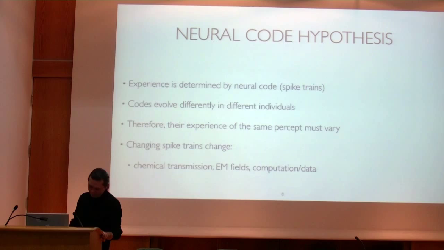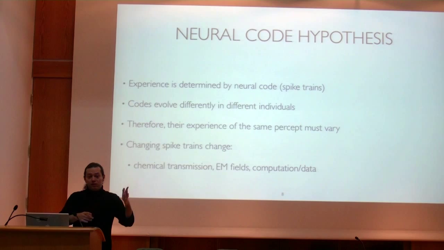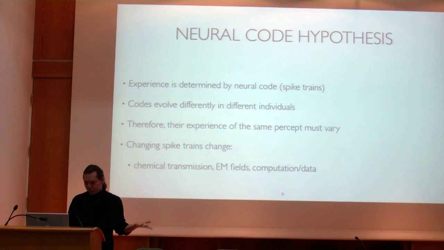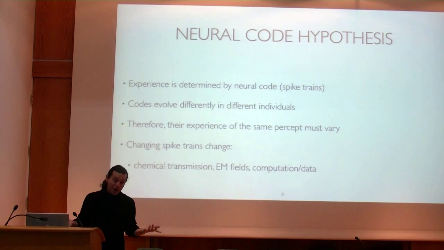And let's try to consider what would happen if we changed the spike train. Well, the chemical transmission across the chemical synapse would change. Any electromagnetic fields associated with the spike train would change. And actually, computation changes because data changes. The spike train is the data; data changes, computation changes. So actually, there's a lot of physical change going on. And this seems to support the hypothesis that experience would change.